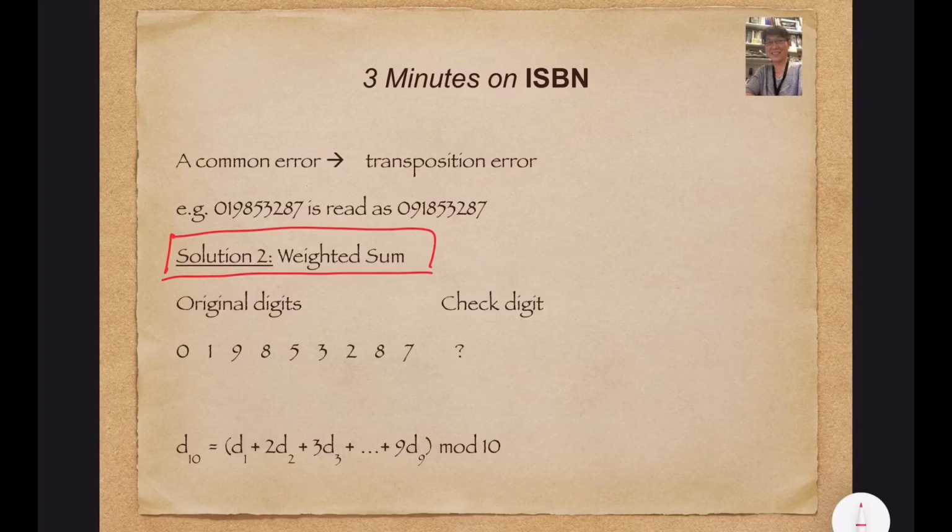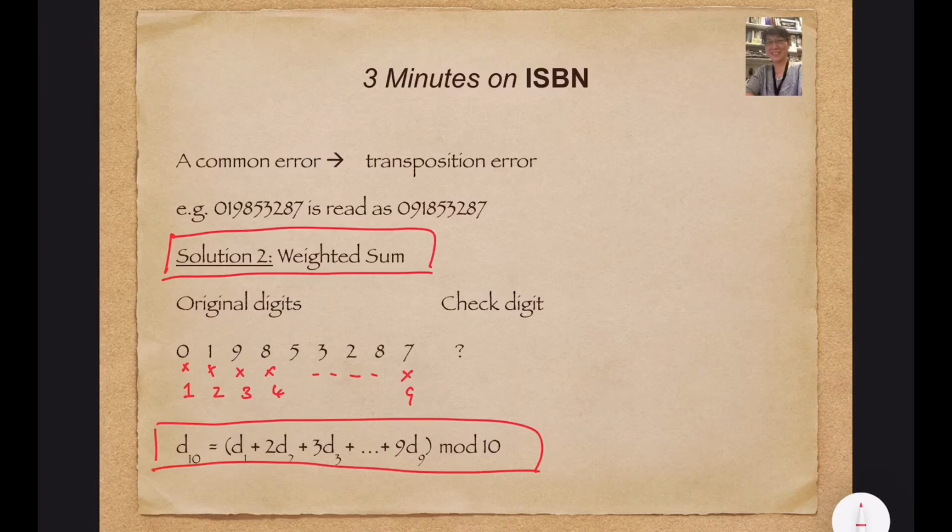It's called weighted sum. What that means is we multiply each digit by a different weight based on its position, in this case. Then add them all together. Just look at this formula here. After adding, we again mod by 10.